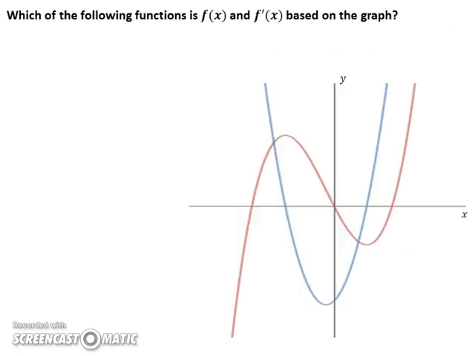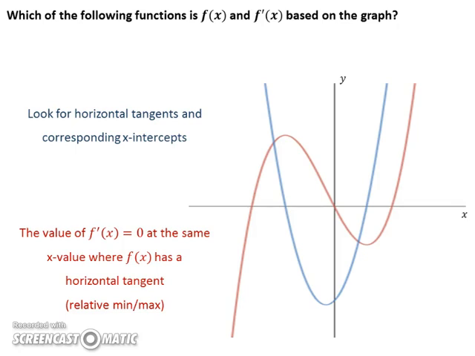Okay, next one. This one's asking us to identify which graph is the original and which is the derivative. So there's a couple of things to do here. Best way to start is to look for horizontal tangent lines and then corresponding x-intercepts. Horizontal tangent line, remember the derivative is the slope of a tangent line. So if you have a horizontal tangent line, that means you have a horizontal slope. You have a line that's horizontal. The slope is 0, which means the derivative will be 0.